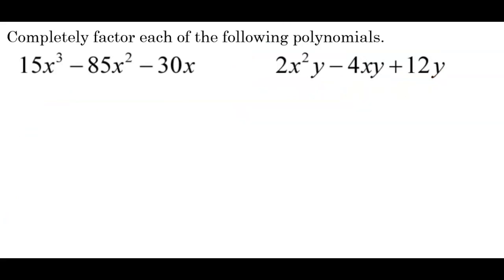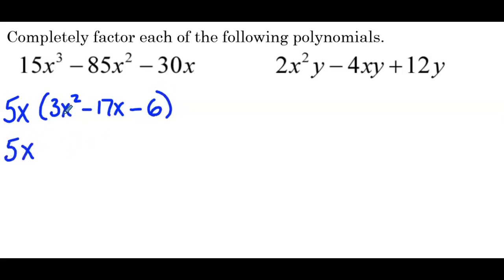Next up, 15x cubed minus 85x squared minus 30x. So we can factor out a 5x, and that's going to leave us 3x squared minus 17x minus 6. Okay, so we have 5x. In this case, I will use the grouping technique just to show it, although I don't think it's necessary because we do have 3x squared here.